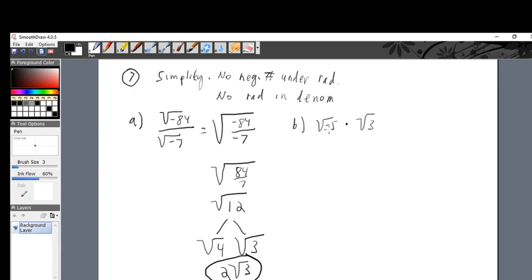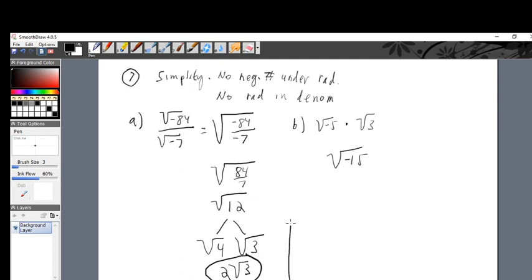Let's do this one. Square root of negative 5 times square root of 3 is the square root of negative 15. We're pretty much stuck. We have a negative number under the radical, and so we can't go any further with that. There's nothing that we can do. Okay, so let's move on.